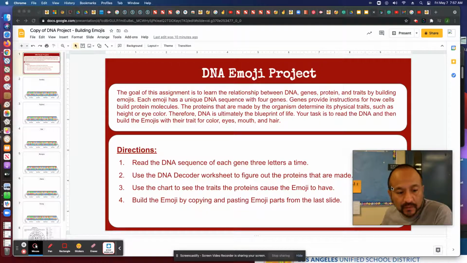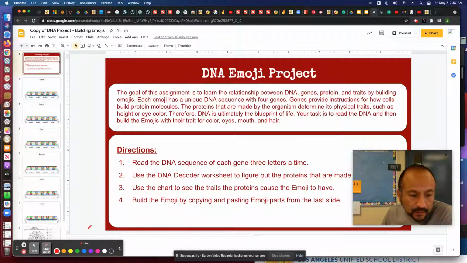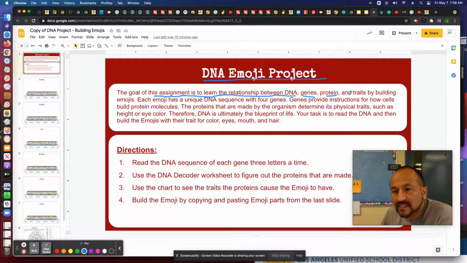And I will be doing one with all of you, and then you will get this assignment and complete it on your own. So let's read the instructions here. I'm going to use blue. We see that the goal of the assignment, it's a DNA emoji project. So the goal of this assignment is to learn the relationship between DNA, genes, proteins, and traits by building emojis.